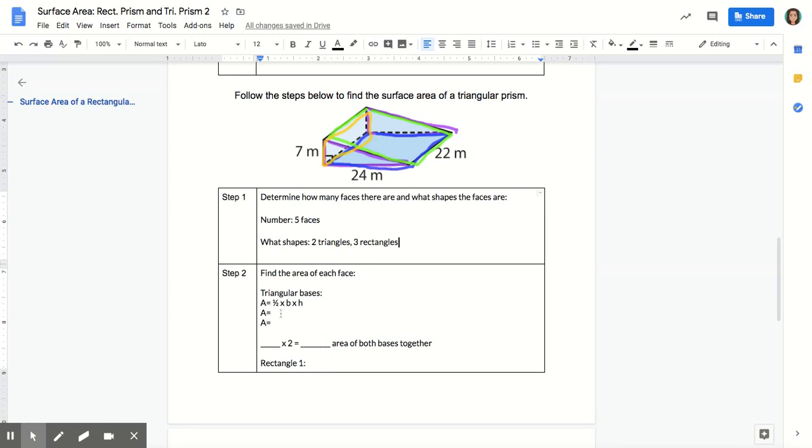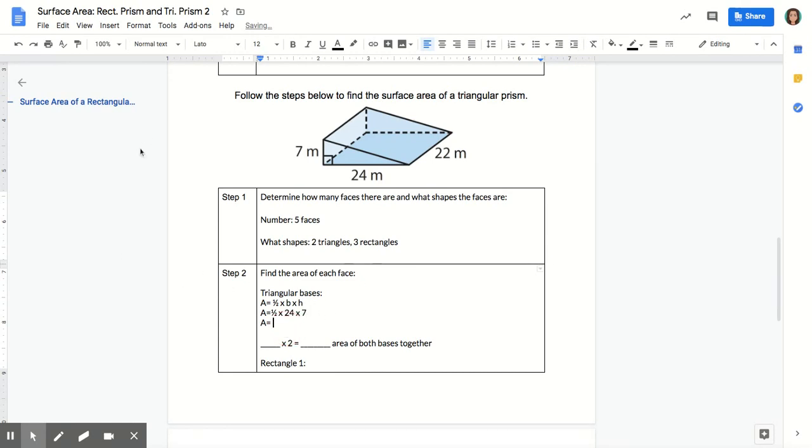The triangle bases, we can figure out those areas by 1/2 times base times height. So I'm gonna go ahead and erase this. And it's pretty easy to visualize here that this triangle right here is a right triangle. So we have our base and our height. So 1/2 times a base of 24 times a height of 7.